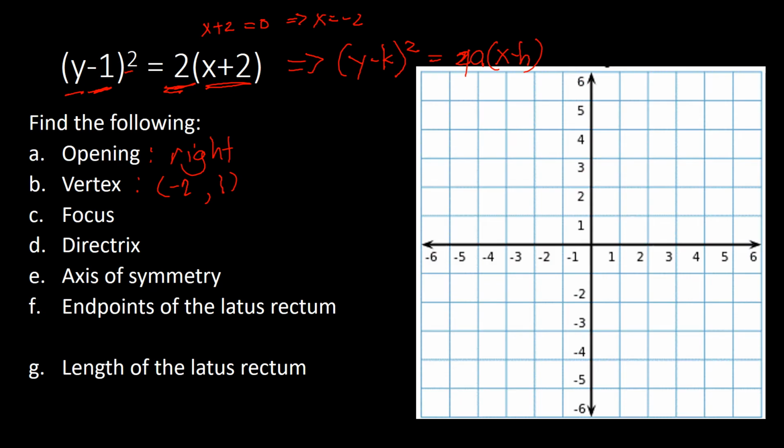So there you go. We have our vertex. The vertex is at negative 2 and 1. Somewhere here, this is our vertex with negative 2, 1. So next one, we are going to identify the focus.